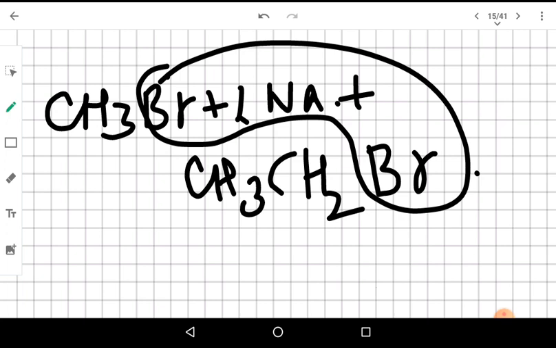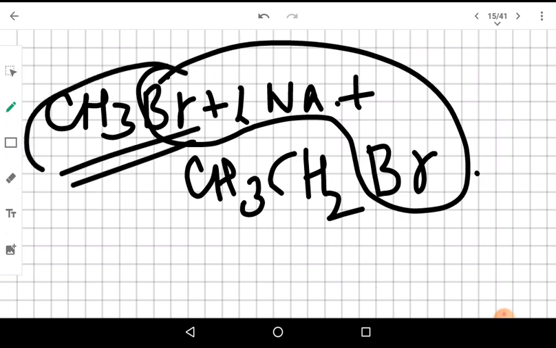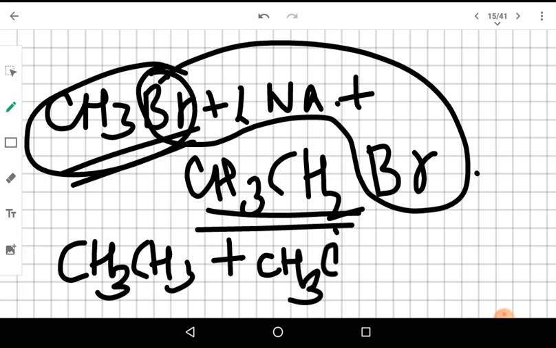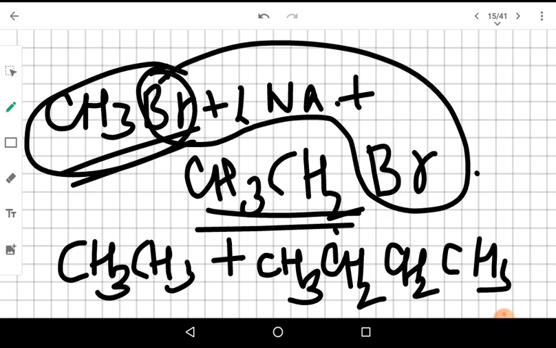How three major products? We have one compound having one carbon. So in the product, we should double the number of carbons. So we will get CH3CH3. Second, we are going to take this compound and double the number of carbons. So we will get 4 carbon containing butane, CH3CH2CH2CH3. And these are the expected products.